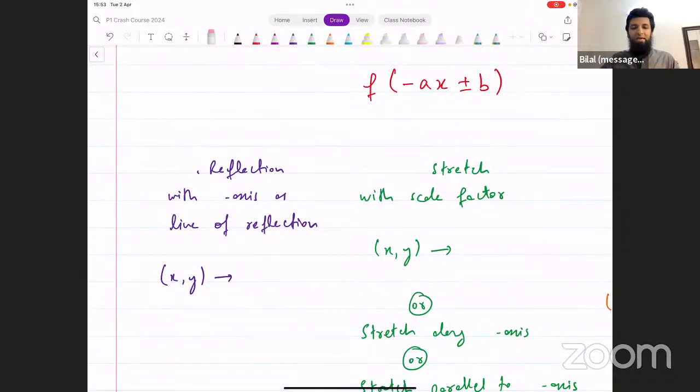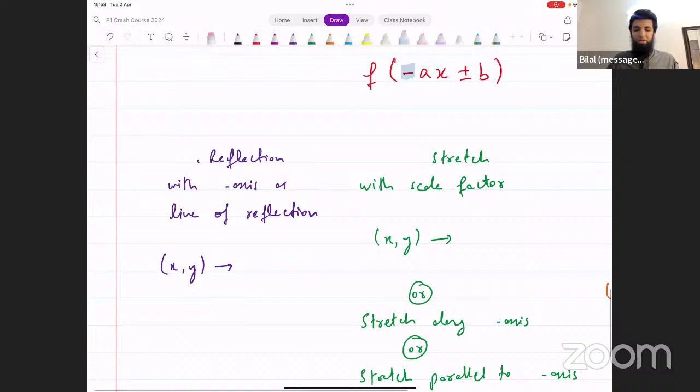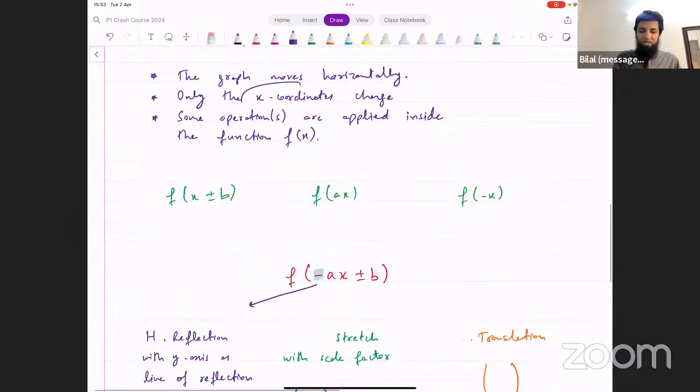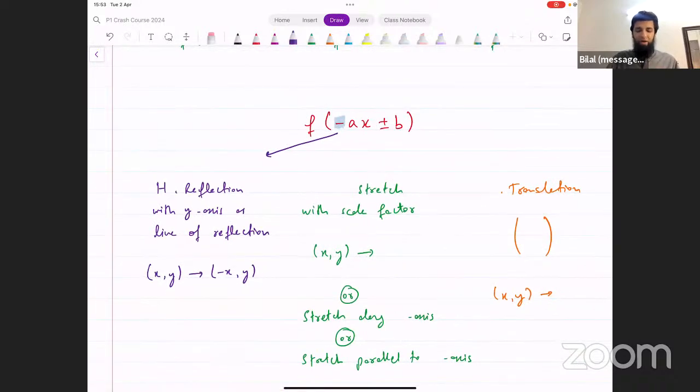F of minus ax plus minus b. So these are three things that can happen. You can either multiply by a negative sign. That's one possibility, right? Multiply by the negative sign. In that case, you say it's a horizontal reflection. So anything that happens inside the function, anything that changes to x, we say that's horizontal. So let's say it's a reflection with the y-axis as the line of reflection. If you have a point (x, y), where does that go? That goes to (minus x, y). Remember, only the x coordinates change in this case. The y coordinates do not change. So in this case, x goes to minus x, y coordinate remains the same.